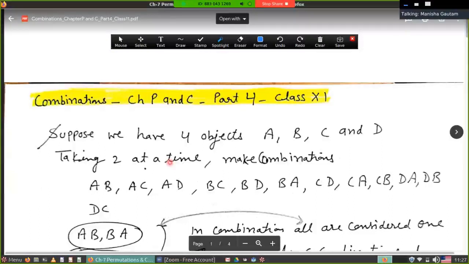Let's discuss an example. Suppose we have 4 objects A, B, C and D, taking 2 at a time. 4 distinct objects are given to you. You have to take 2 objects out of 4 and make combinations. AB, AC, AD. Fix B and take C, D and A. Fix C and take D, A and B along with the C. And fix D, take A, B and C. You will get 12 arrangements.